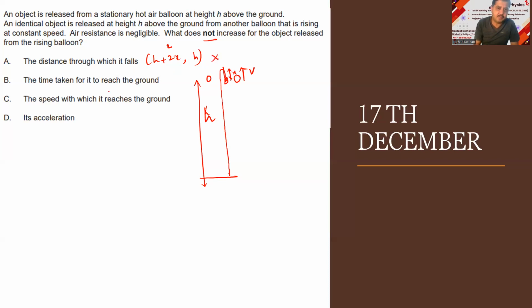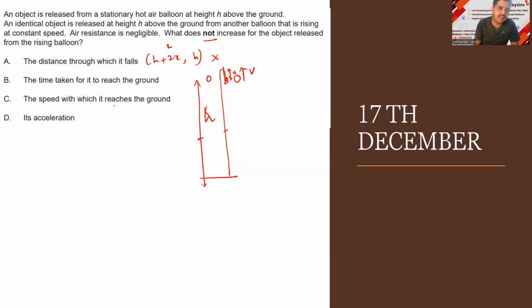Time taken for it to reach the ground. Everyone can say time will be different because by the time this particle has been thrown out, it goes upwards and then it has to traverse another distance. This particle would have at least traveled until here, and by the time this one comes over here, the other would have already reached the ground. So who will reach faster? This one will reach faster over here. Time taken to reach the ground will definitely be different.